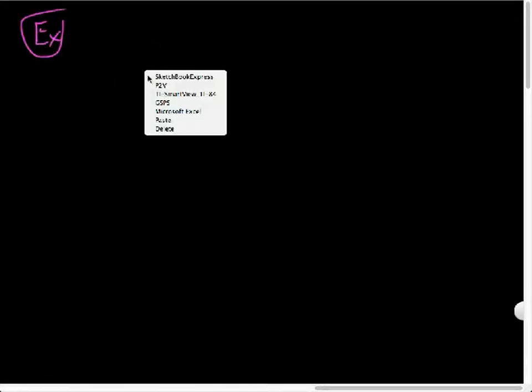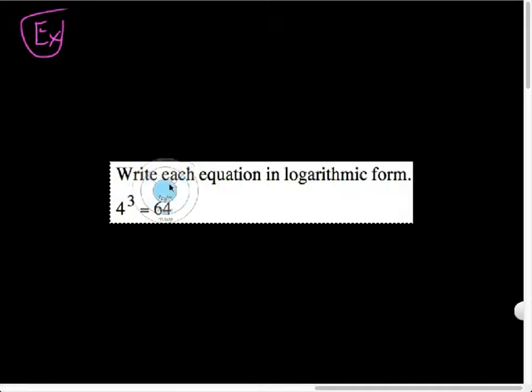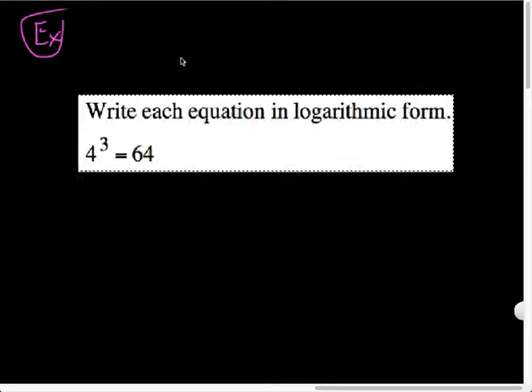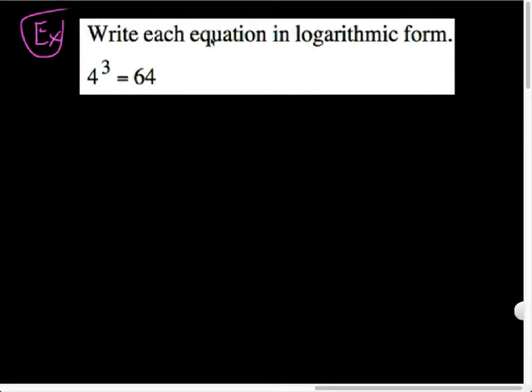Let's try converting in the other direction, where if I give us exponential form, could we write it as a logarithm? So here the base is 4. So this must be log base 4 of something is equal to a power. So log base 4 of 64 is equal to 3.